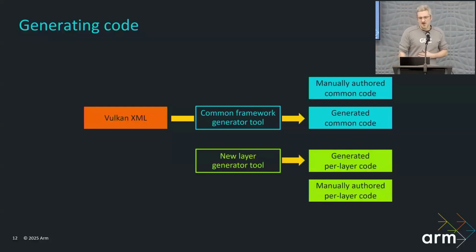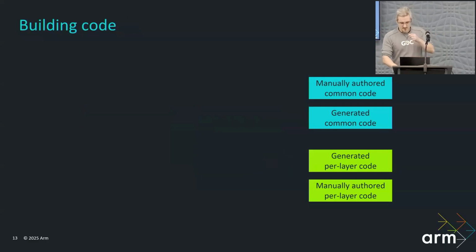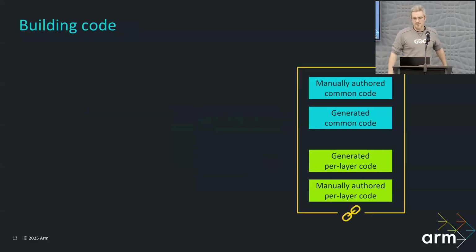There's then a tool for creating a new layer project. This will give you the other bits of code, and this is where you just drop in the bits of code that you want. And then per layer, we then compile and link those pieces together.